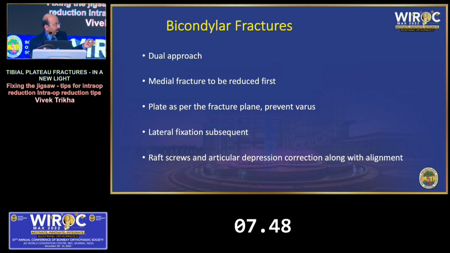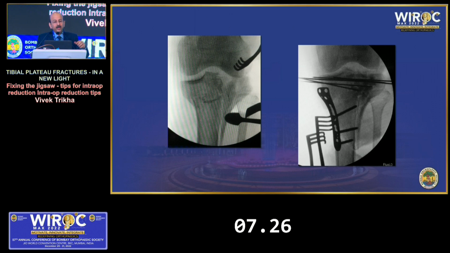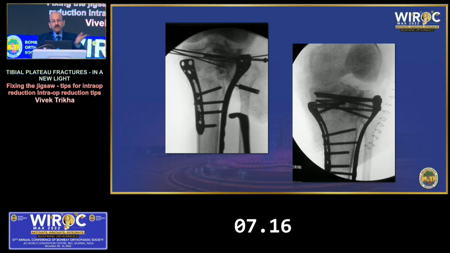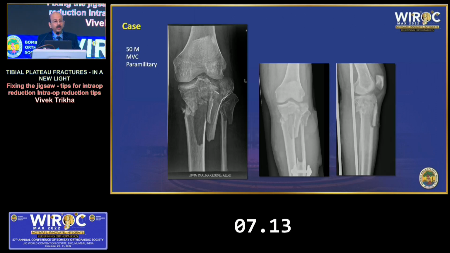Coming to the bicondylar fractures, I'll just take 1 or 2 minutes, sir, if you permit. The dual approach was discussed: medial fractures should be reduced first, with plates depending upon that. Why do you want to reduce the medial first? Because medial is less comminuted, so you can maintain the length. If lateral is less comminuted, fix the lateral one. If the medial one is more comminuted, you fix the less comminuted one. Like in this, the comminution is less on the medial side, more on the lateral side. Medial fixation stability has been achieved. Then the reduction of the lateral depressions has been done, K-wires have been put, and then you get your reduction the way you want it.